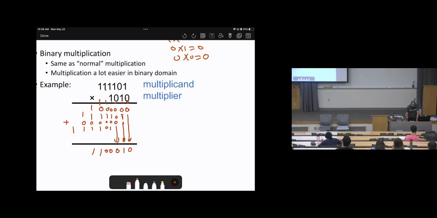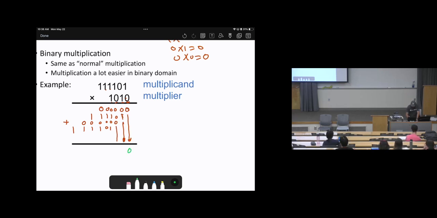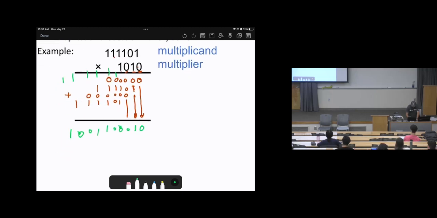Let me put the carry. I'm going to change the color so we don't get confused between the carry and the digits. So I'm sorry, let me do it again. Here is 0, here is 1, here is 0, then here is 10, then here is 10, here is 11, here is 11, here is 10, then here is 10. So as a result, let me write it like 1, 0, 0, 1, 1, 0, 0, 1, 0.